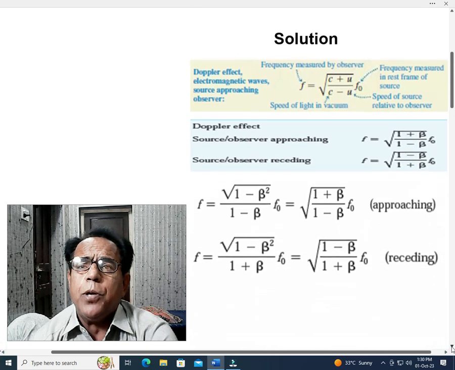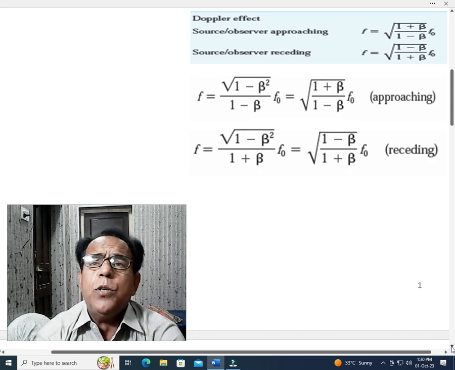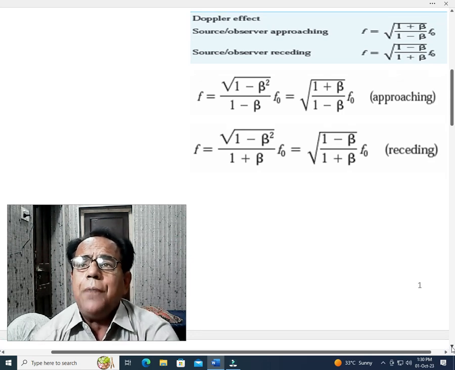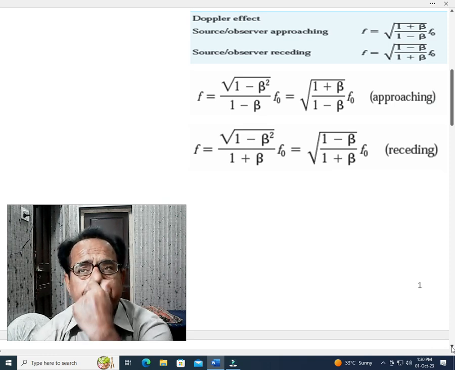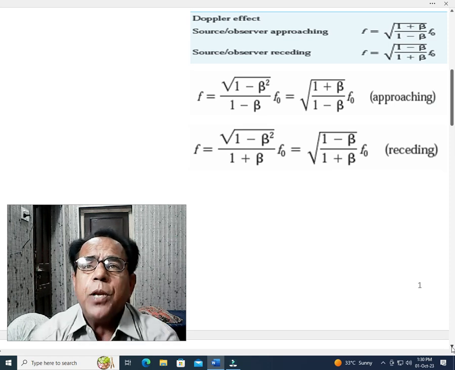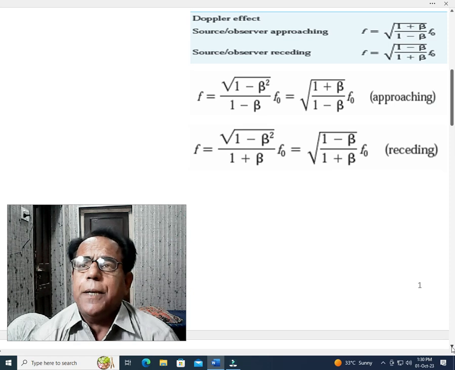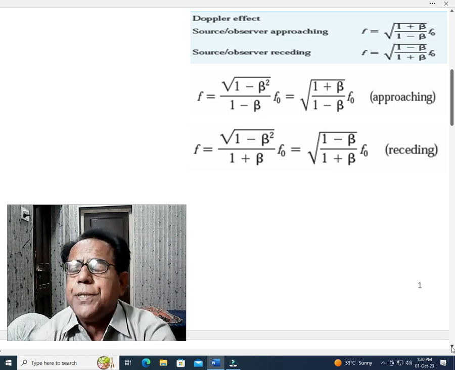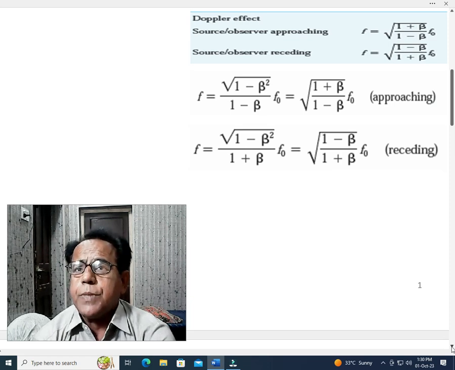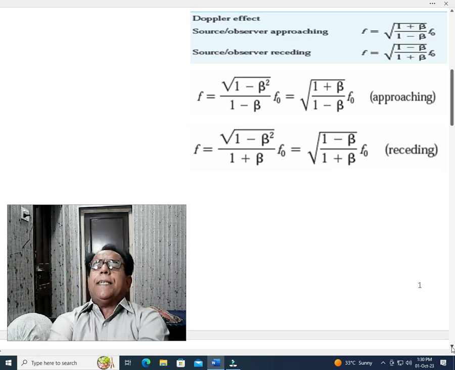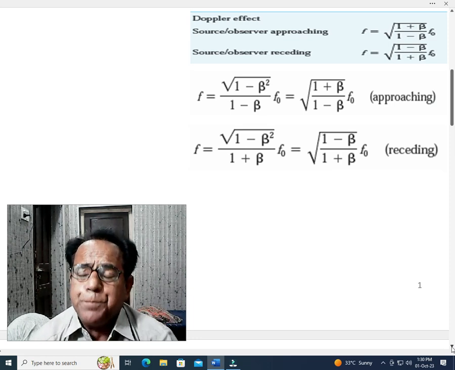Another version of the Doppler effect is given below. Doppler effect, source or observer approaching: f = √((1+β)/(1−β)) × f₀. Second form, source or observer receding: f = √((1−β)/(1+β)) × f₀. Here β means the speed parameter, that is v over c.